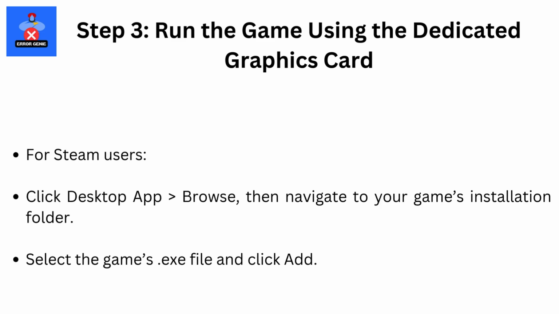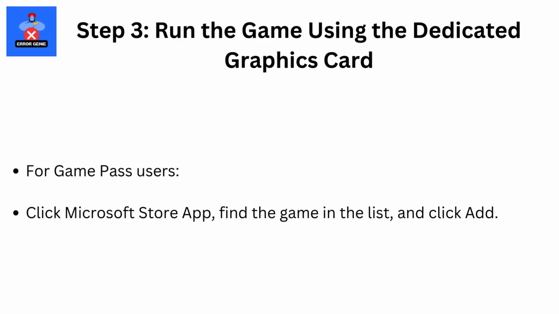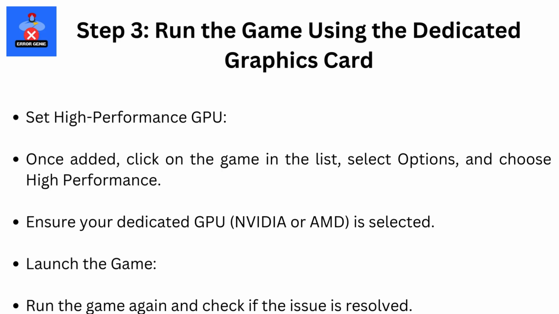For Steam users, click Desktop App, then Browse, then navigate to your game's installation folder. Select the game's .exe file and click Add. For Game Pass users, click Microsoft Store app, find the game in the list, and click Add. Set High Performance GPU. Once added, click on the game in the list, select Options, and choose High Performance.